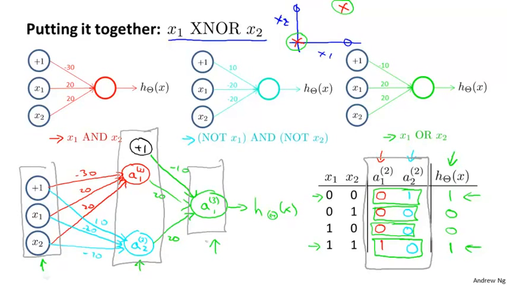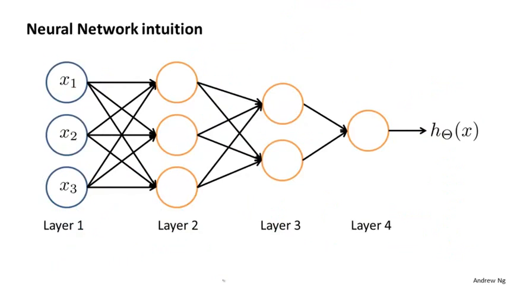And this is the sort of intuition about why neural networks can compute pretty complicated functions. That when you have multiple layers, you have a relatively simple function of the input to the second layer, but the third layer can build on that to compute even more complex functions, and then the layer after that can compute even more complex functions.